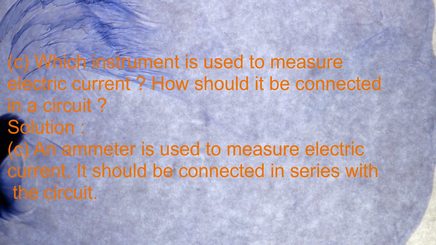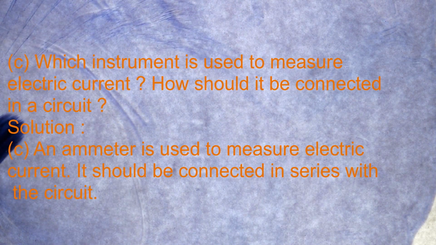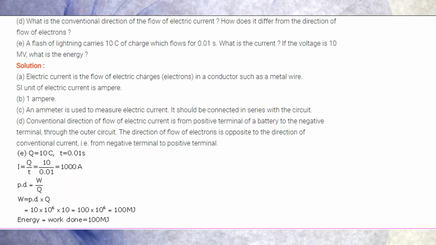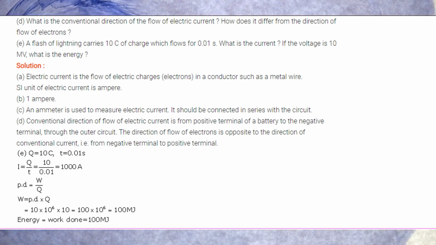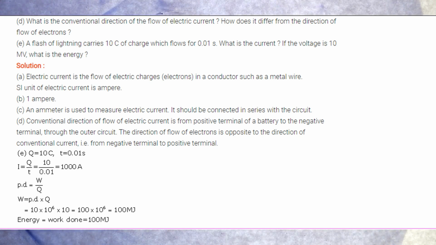Which instrument is used to measure electric current? How should it be connected in a circuit? Solution: an ammeter is used to measure electric current. It should be connected in series with the circuit. What is the conventional direction of the flow of electric current? How does it differ from the direction of flow of electrons? Solution: conventional direction of flow of electric current is from positive terminal of a battery to the negative terminal, through the outer circuit. The direction of flow of electrons is opposite to the direction of conventional current, i.e. from negative terminal to positive terminal.